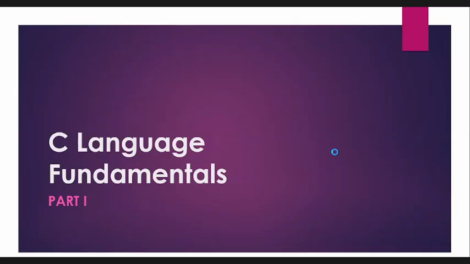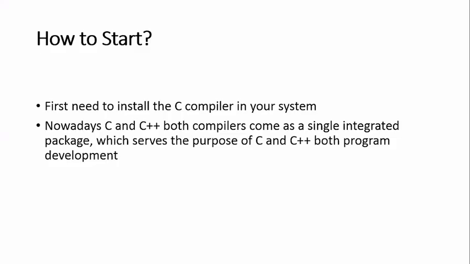Under these fundamentals there are actually two parts, fundamentals 1 and 2. With time, we'll see whether we can proceed to fundamentals 2 as well. Anyway, we'll start from fundamentals 1. First of all, we need to install the C compiler on our system. Nowadays C and C++ compilers come as a single integrated package which serves the purpose of both C and C++ program development.